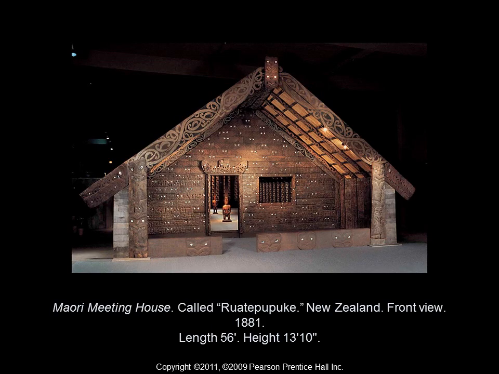We are now moving on to New Zealand. This is an example of a Maori meeting house. It's called Ruata Pupuke from 1881. Houses such as these were used for family gatherings and to honor the people's ancestors.